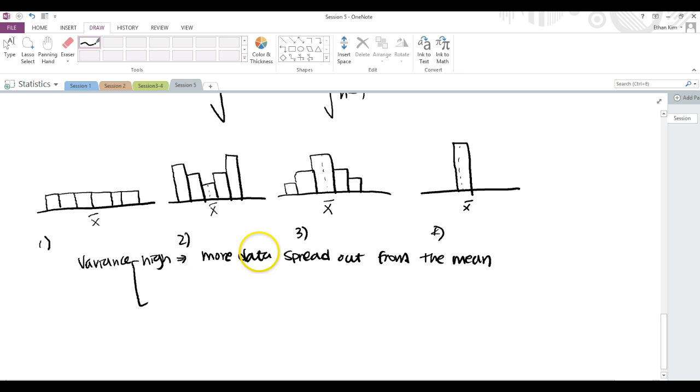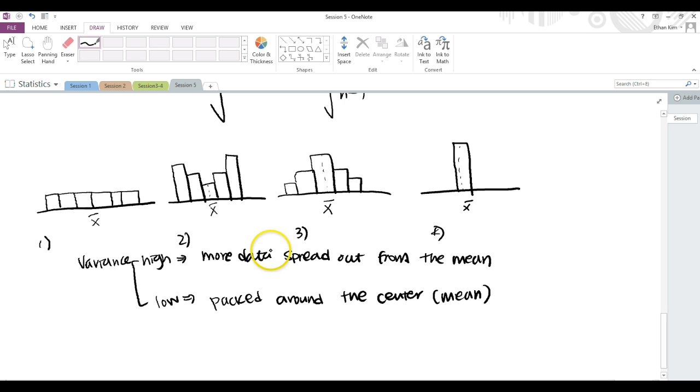So which graph represents this? Which of the four? If there are more data further away from the mean, that means it has higher variance. And variance is low if the data are packed around the center or the mean. Okay?